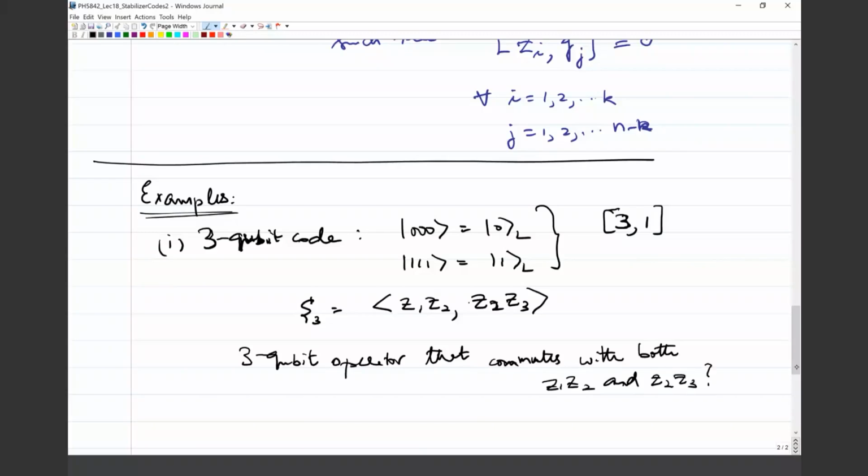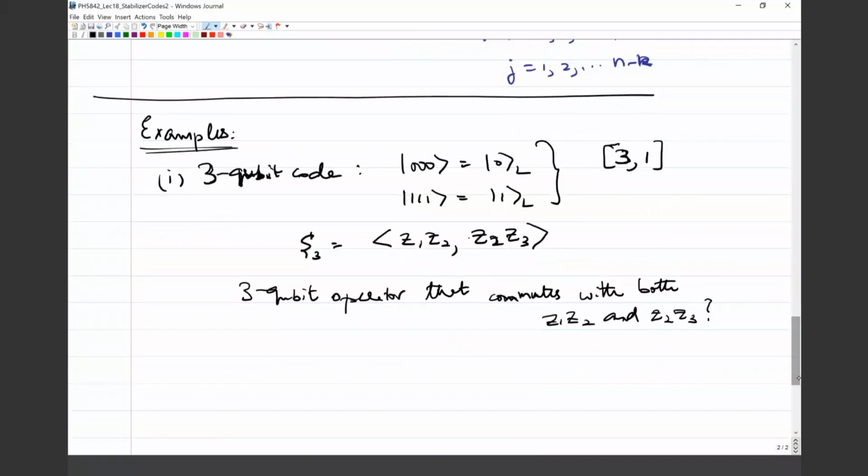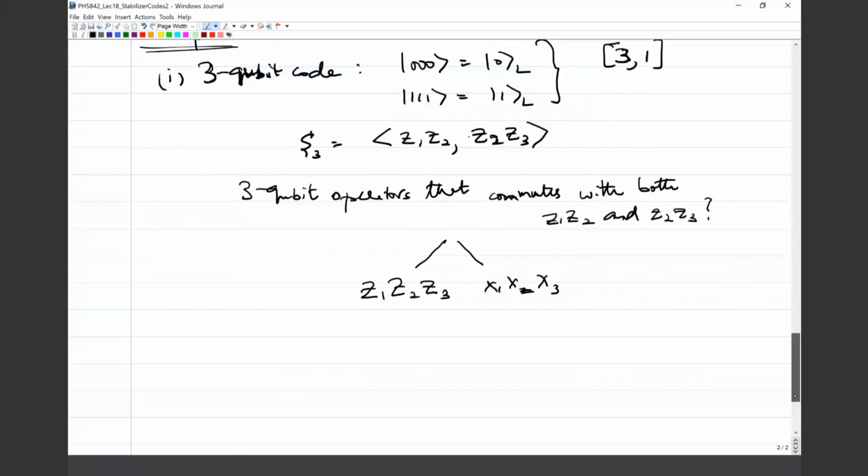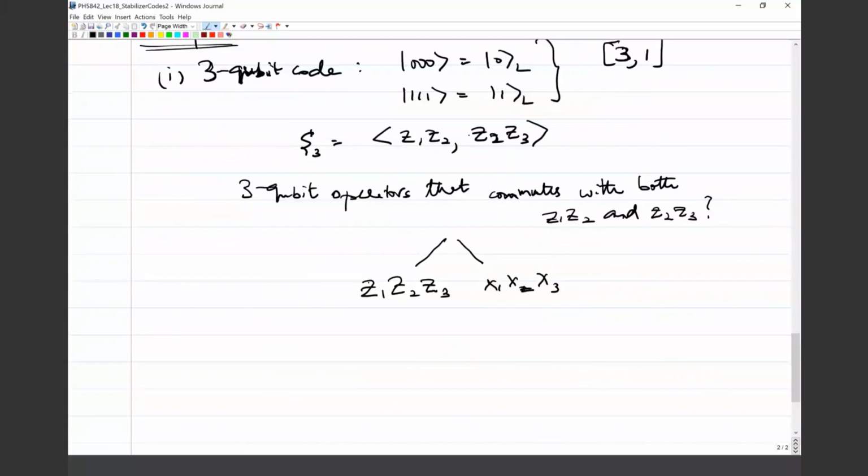So actually there are 2 such operators, right? So that is, you have Z1, Z2, Z3, right? And you have X1, X2, X3, right? And you will notice that in this case, this Z1, Z2, Z3 is indeed the logical Z operator, right? Of course, there are several more. You can say Z1 identity, etc. But none of them really qualify to be a logical Z operator for this one, right?